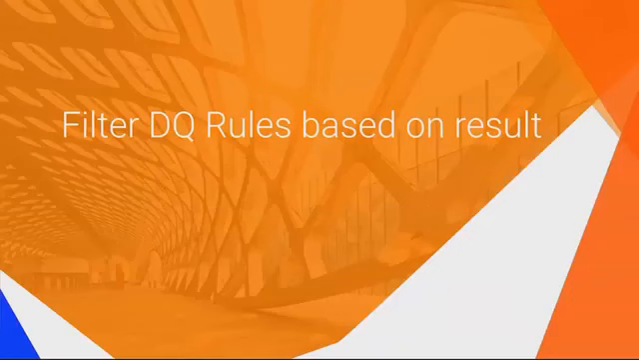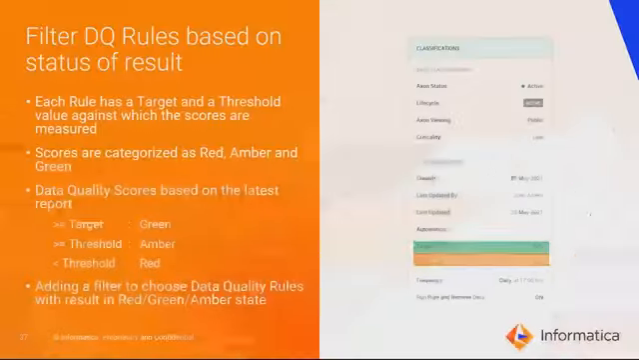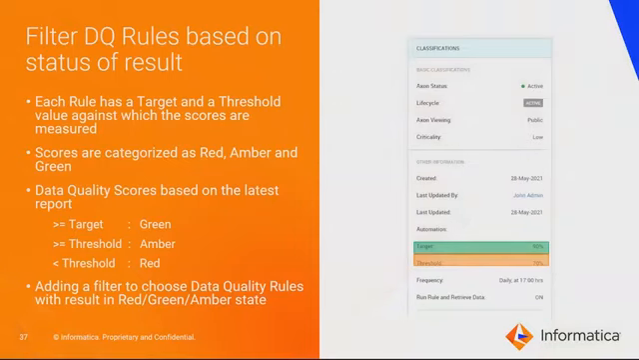Then we have the UI filtering, which is provided with respect to the DQ results. You also know how the target and the threshold are represented with color coding. Whenever the score is more than the target, it is represented in green. If it is between the threshold and target, it is in amber, and less than the threshold, it is represented in red. So this can be filtered out.